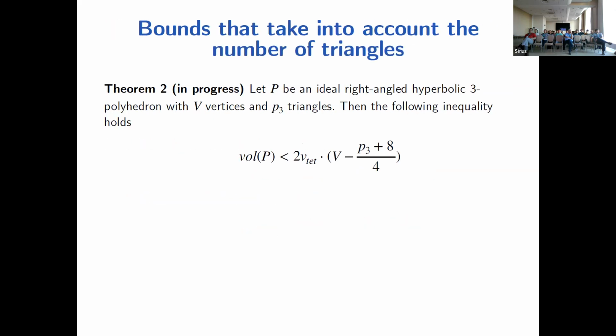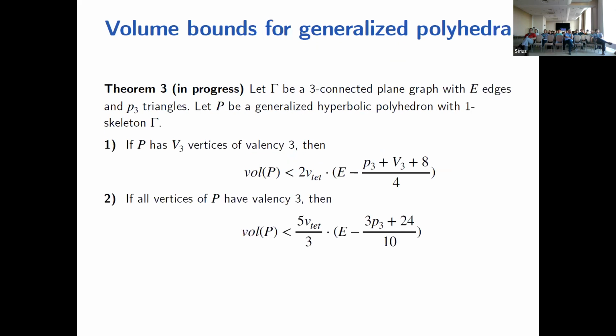And from this, composing this theorem with Belletti's theorem, we obtain these volume bounds. For example, here it's just composition with Belletti's theorem again. And here we also use the number V3, which is the number of vertices of valency 3 in the initial graph, because these vertices correspond to the triangles in the medial graph. And in the case when all of the vertices have valency 3, we can rewrite this first volume bound to this one.